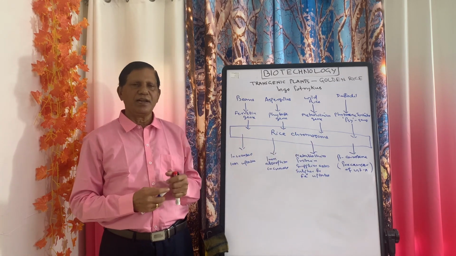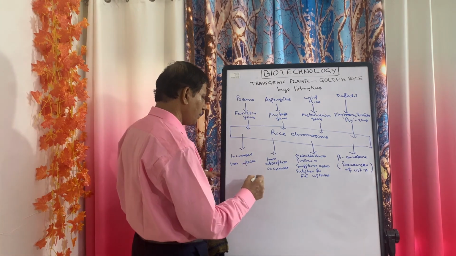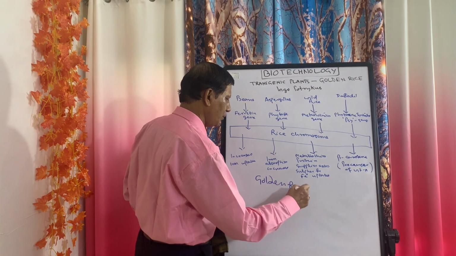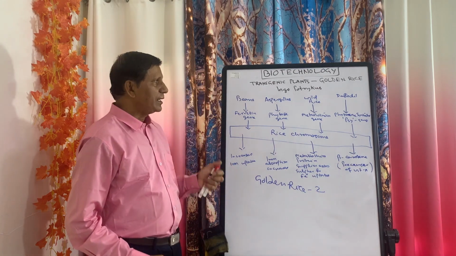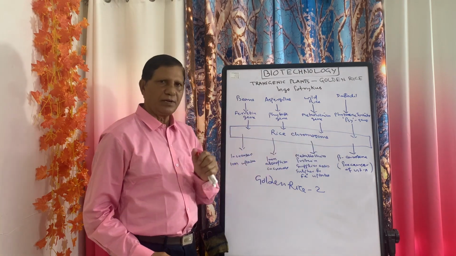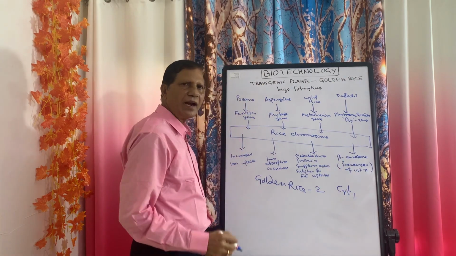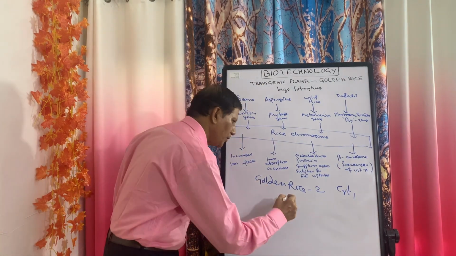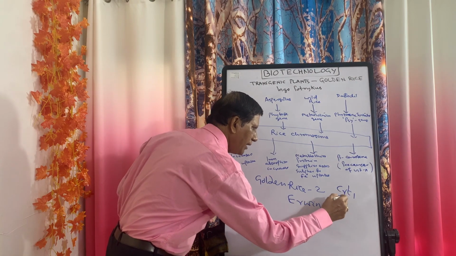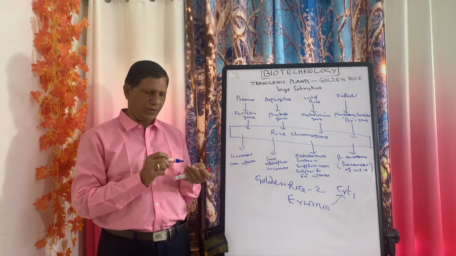After a few years, another private company produced golden rice again, but golden rice 2. But in this plant, the company didn't introduce the PSY gene for beta-carotene. It took one gene, CRTI, taken from a soil bacterium known as Erwinia. From this, the gene was taken and introduced in the plant. So that is known as golden rice 2. So in this way, the golden rice was produced.